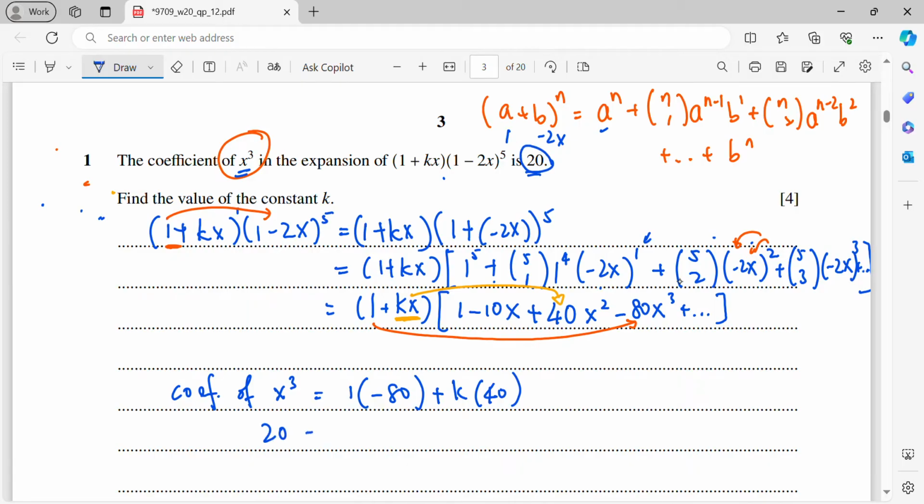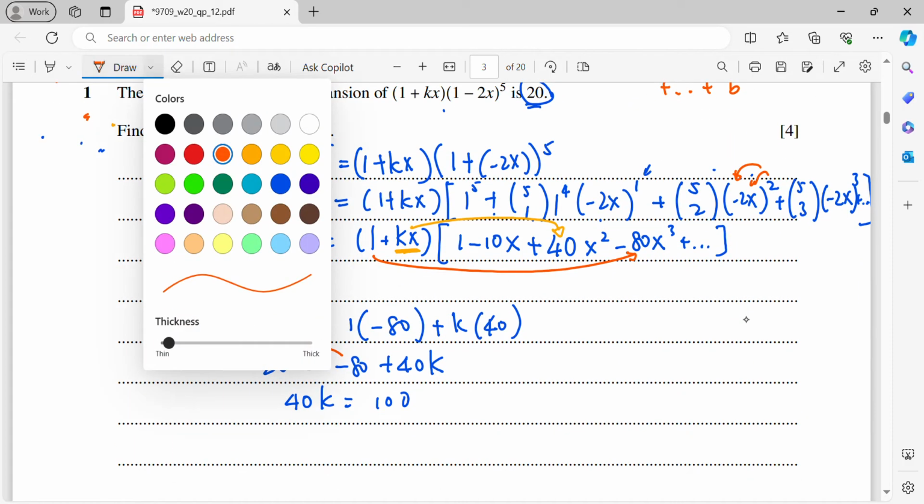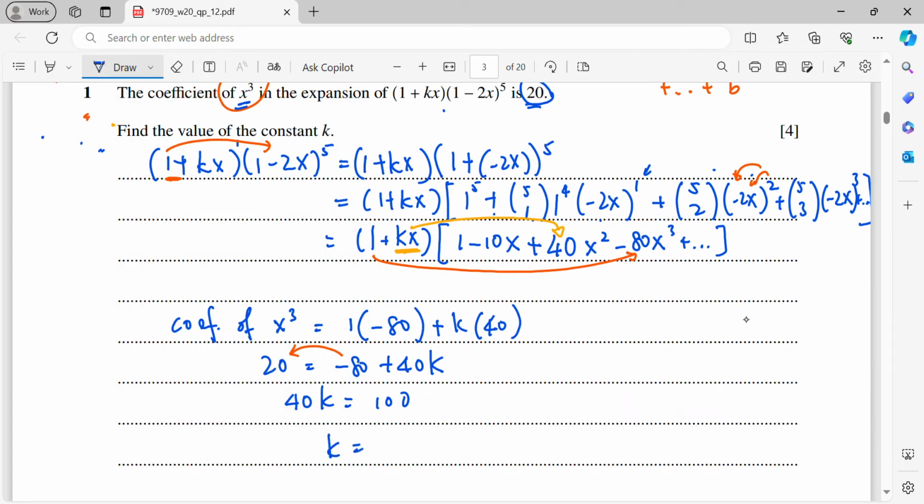Now it's mentioned that it's given 20. So 20 equals negative 80 plus 40k. So 40k equals 100, because you move the negative 80 to the other side. Therefore, my k is going to be 100 over 40, and this will be simplified into 5 over 2. So this is the solution for question number 1.